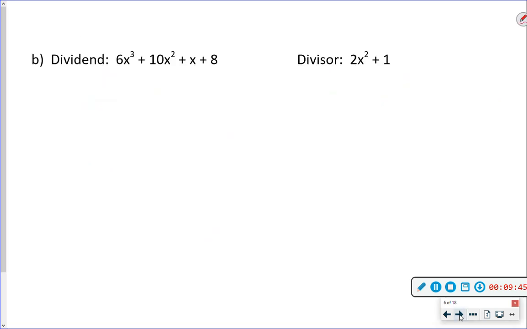Shall we? Get excited. God, I love it. Okay, divisor, here we go. Now, as always, I check that my terms are in the correct order. It's not scrambled. It's looking great. Like I said, 98% of the time, that's not a problem.